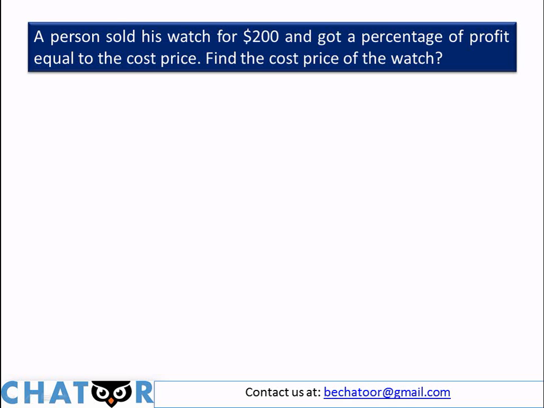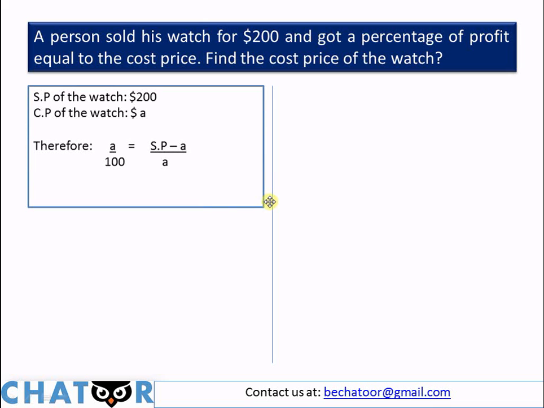Now let's solve a couple of questions. The first question in the lot is: a person sold his watch for $200 and got a percentage of profit equal to the cost price. Find the cost price of the watch. Now the first step that we do is we got to find the SP and the CP as usual. The CP, we can assume it as being $A, and the SP is of course given, which is $200.